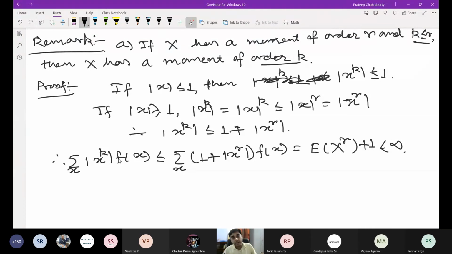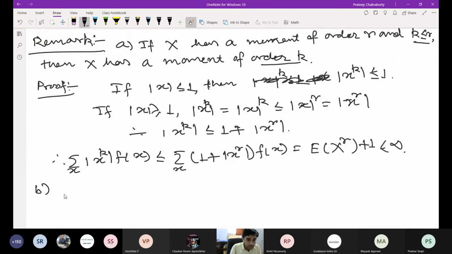But it may happen that if something has a moment of order r, it doesn't imply it has a moment of order r plus 1. If k is less than or equal to r, then x also has a moment of order k. But if k is greater than r, then we cannot say anything. Then x may not have a moment of order k if k is greater than r. So we see one example for that.